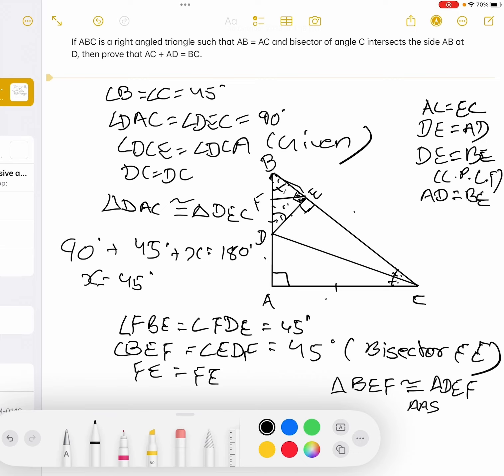And what do we know? BC is equal to BE plus EC, right? And EC is AC and BE is AD. So BC is equal to AD plus AC. So cool, guys.